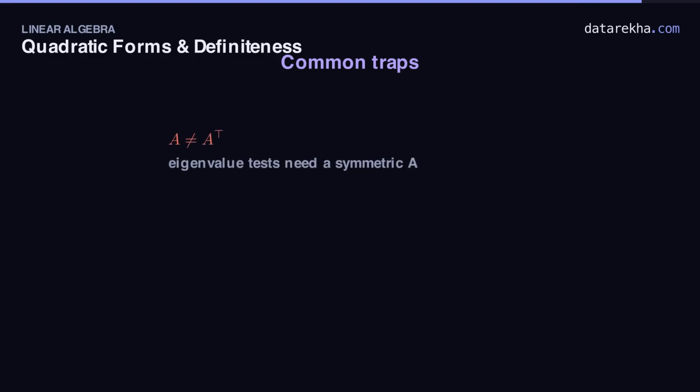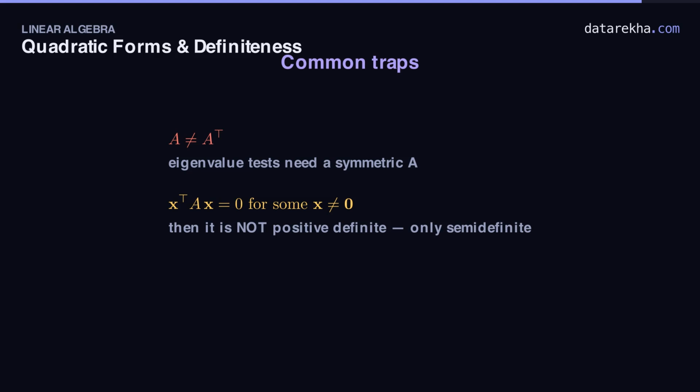Trap 1. Forgetting symmetry. The eigenvalue sign rule assumes A equals its transpose. For a non-symmetric matrix, symmetrize first or it doesn't apply. Trap 2. Confusing definite with semi-definite. If even one non-zero x makes the form 0, it's not positive definite, only semi-definite. Definite means strictly above 0.